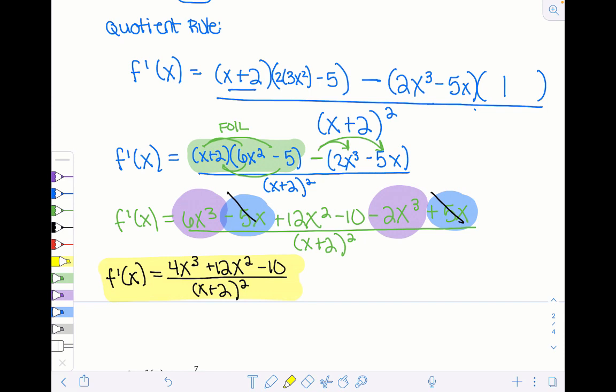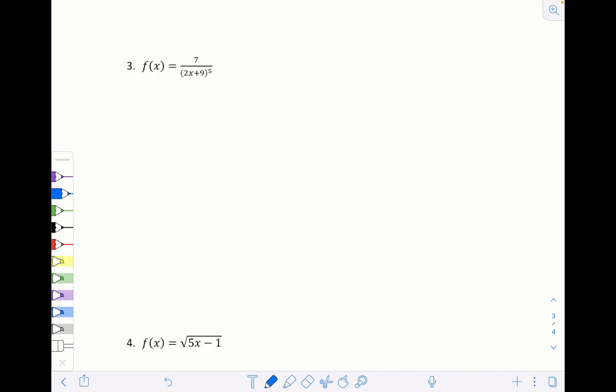When you do apply the quotient rule, there's really no need to multiply through the denominator, because if anything, you would want to try to factor the numerator to see if something would simplify and cancel. It's not going to happen in this case, so we would just leave it like this and say that this is our final answer. Now let's look at the next example.